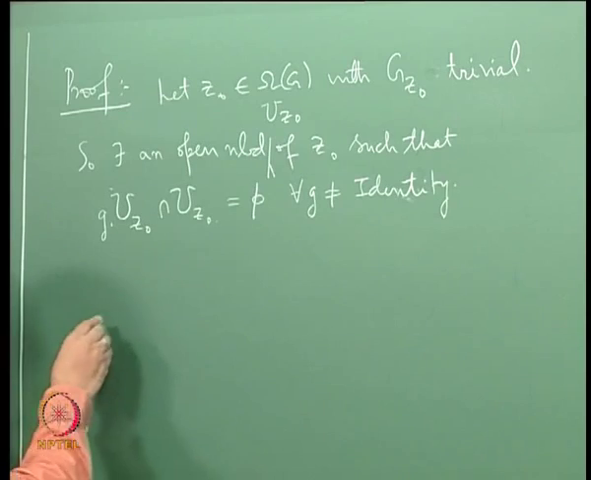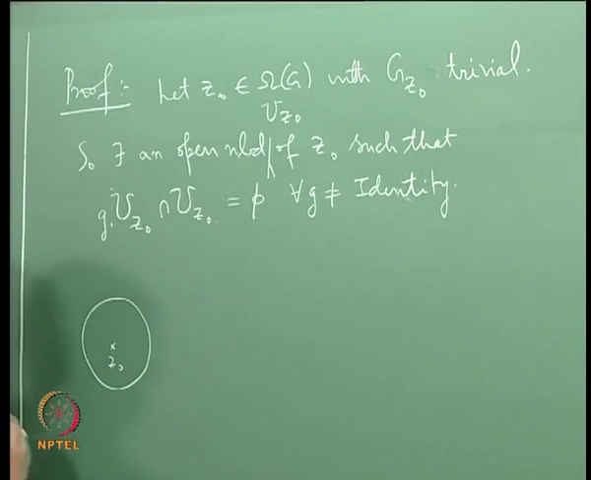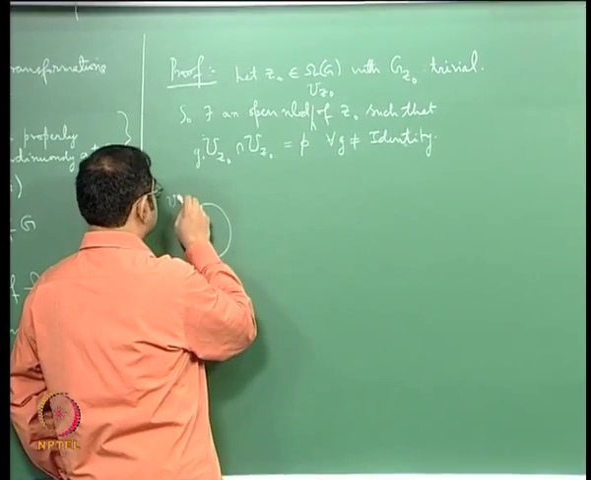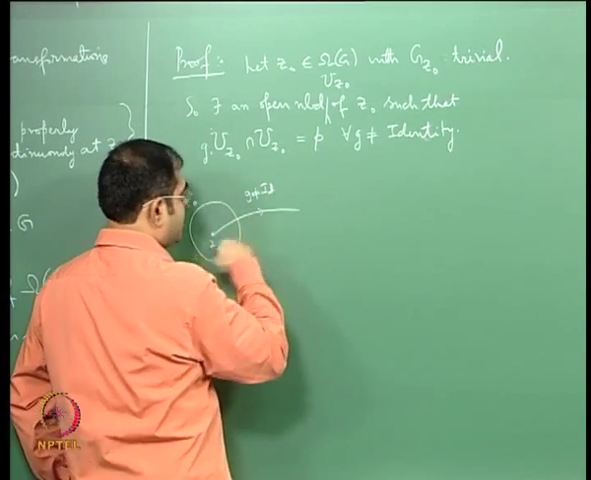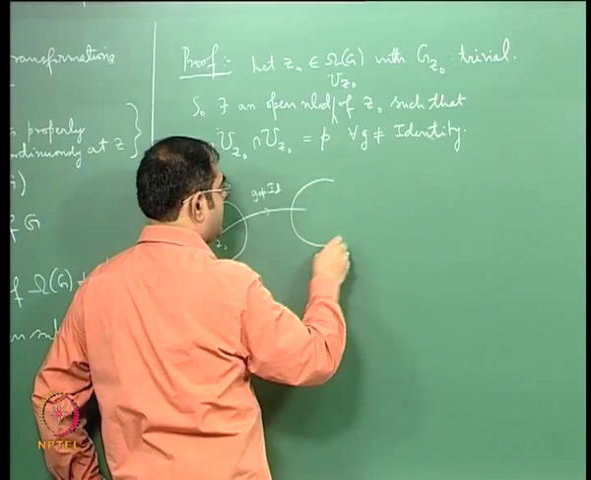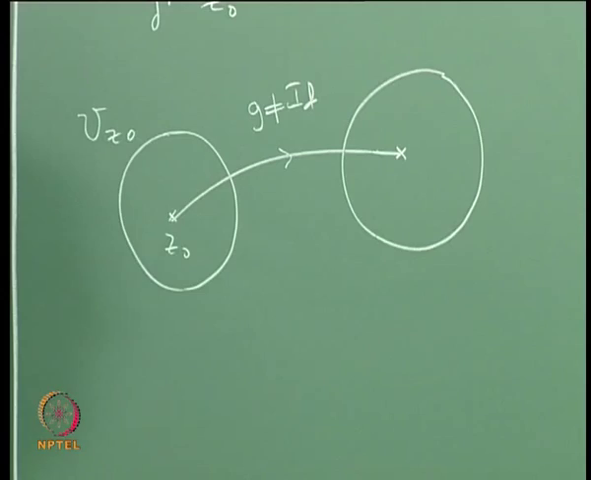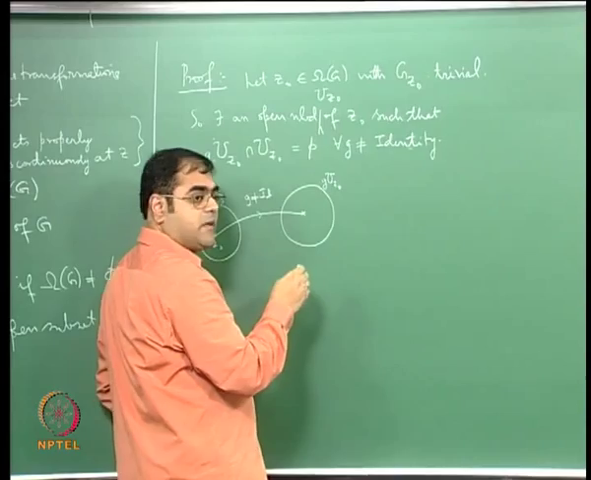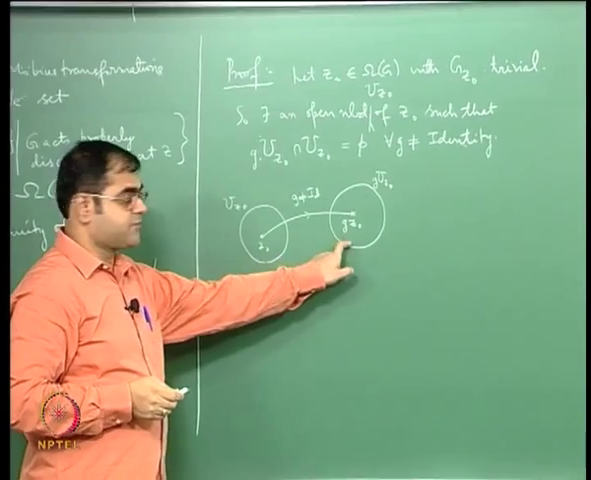Now if I draw a diagram, here is my Z0, there is a neighborhood. Of course it need not look like a disk, but I'm just drawing it for ease of representation. So here is my U sub Z0, and if I take a G not equal to identity and apply it to this, what I'll get is a holomorphically isomorphic neighborhood, namely G of U sub Z0, and this will be a neighborhood of G of Z0, and these two don't intersect.